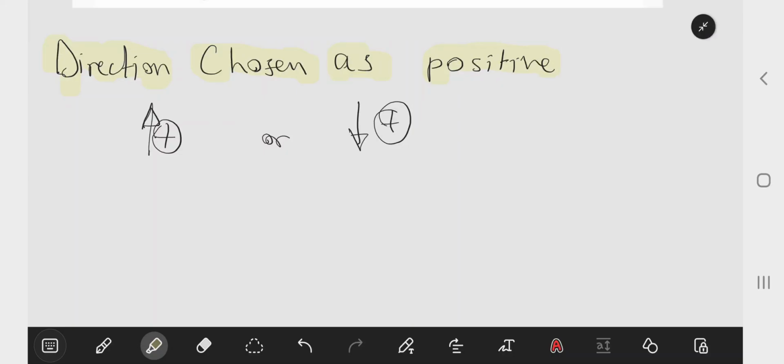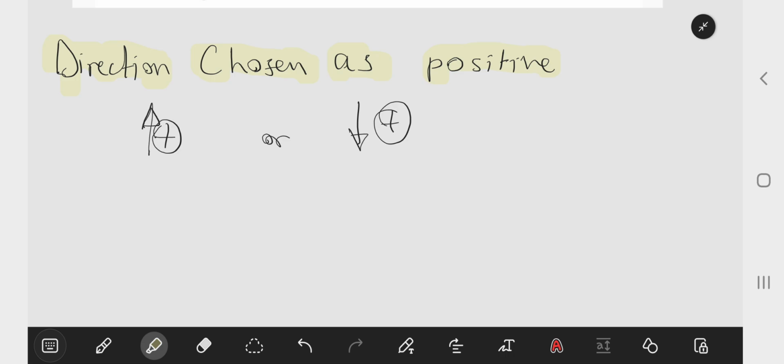Welcome to part 3 of the vertical projectile motion velocity time graph. In this video, we're going to be identifying which direction was chosen as positive when plotting a velocity time graph. So far, we have asked ourselves 4 theoretical questions that you need to ask yourself when analyzing a velocity time graph.